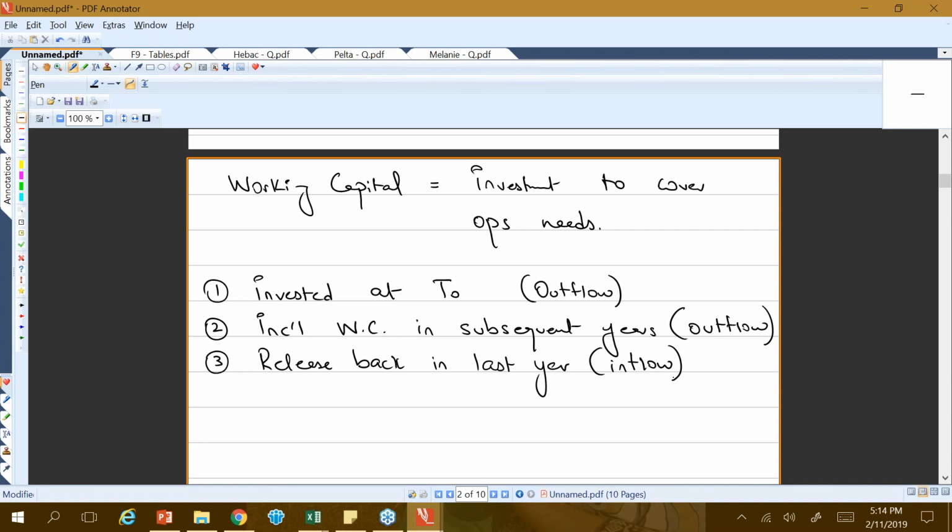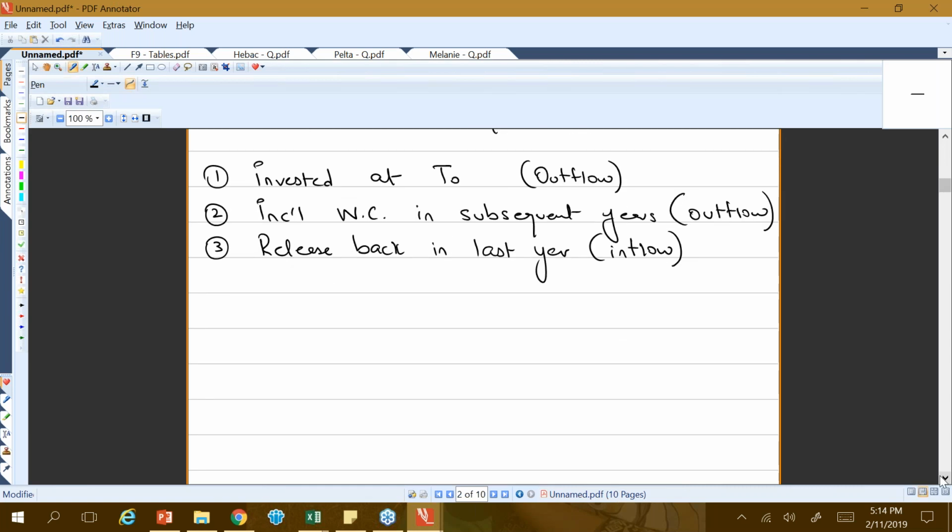Now, these three features are by default. So investment at T0, incremental, release back in last year, they're all by default. Now, if the examining team does not want us to do any of them, then we will follow the instructions in the exam. So this is not an area where I can just rote learn anything and just do the same working each time. It depends on question to question. Sometimes the examining team doesn't want us to do the point 2. Sometimes they don't want us to do the point 3. And if that is the case, then I will just follow the instructions in the exam. So I will show you one question today, and we will see how the examining team wants us to deal with working capital there. But these are the three bigger or default features of working capital.